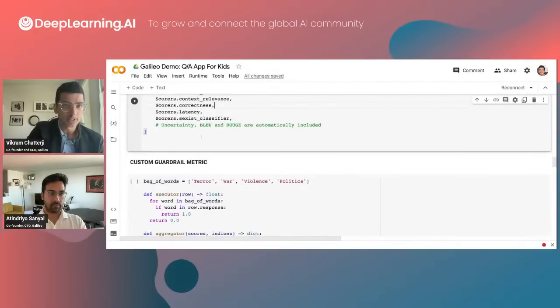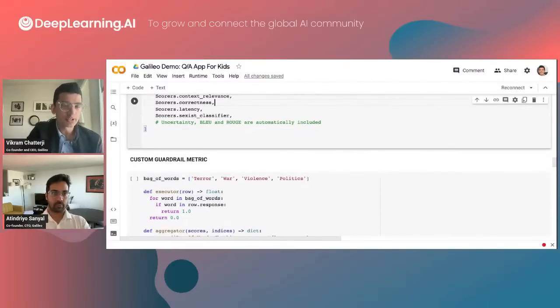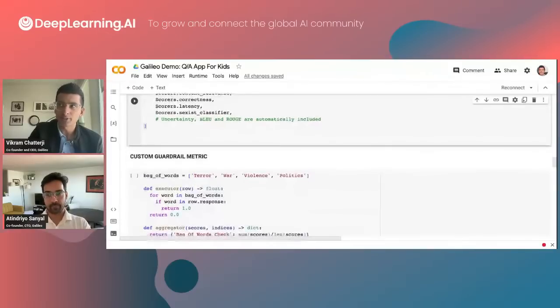The other piece here is, because it's a kids app, we want to create some custom metrics. If there are certain words in the model's output, I want that to be flagged so that I can see why those are coming out in the output, right? And in this case, we just added a few words here.